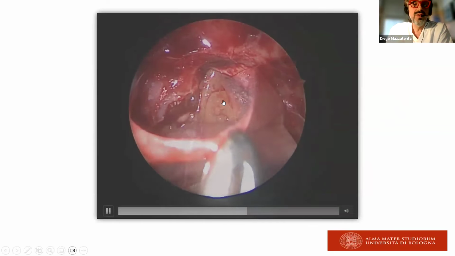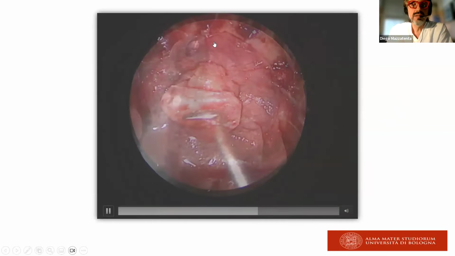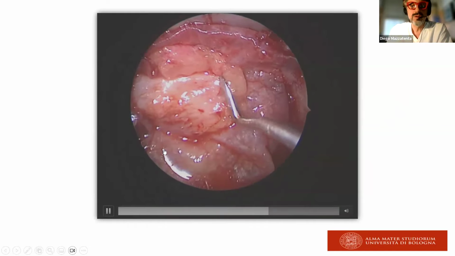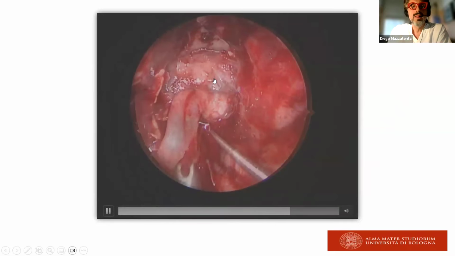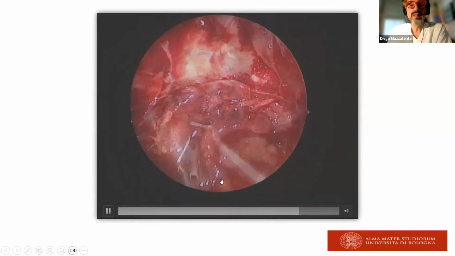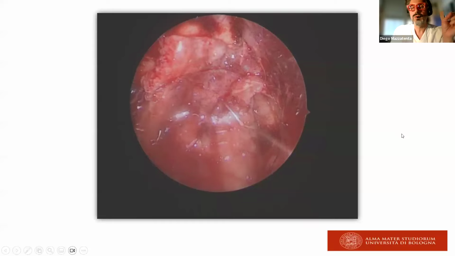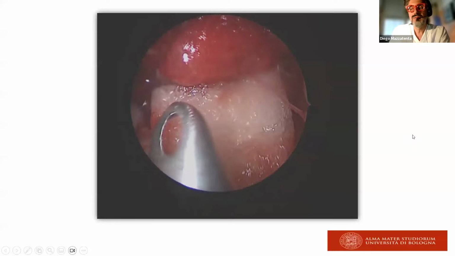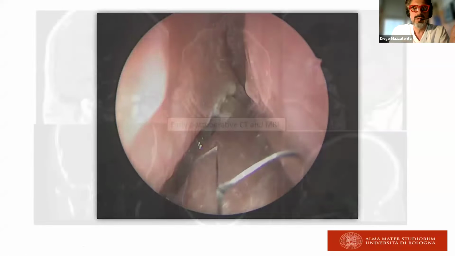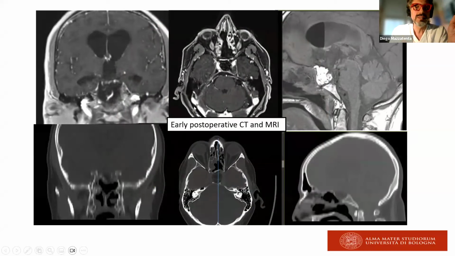After that we fill the surgical field with fat, then a second layer of heterologous material, the gasket seal, which is a piece of bone, and finally, in this case with a large defect opening the third ventricle, the pedicle flap of the nasal septum. And you can see the post-operative results, radical removal, you can see the fat, and you can see the pedicle flap used to close.